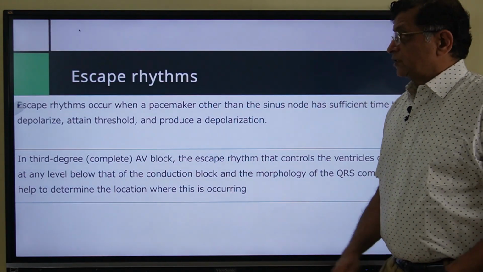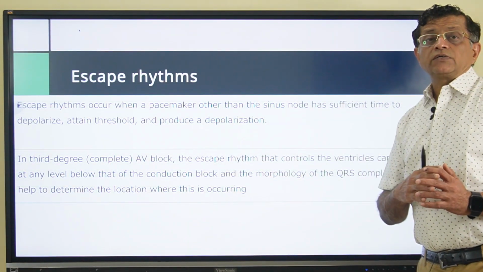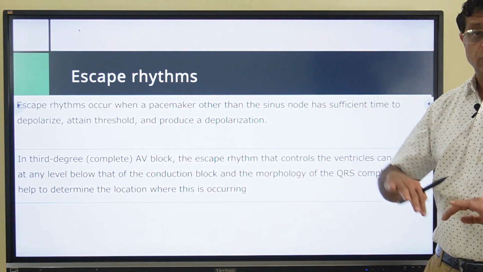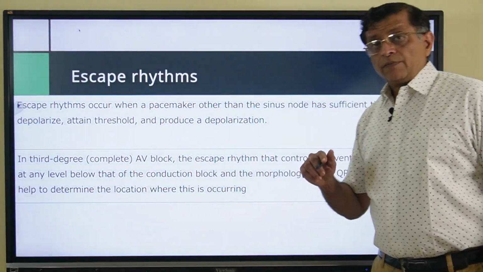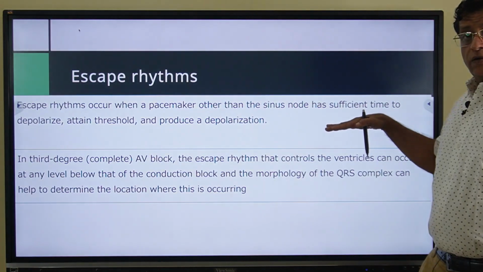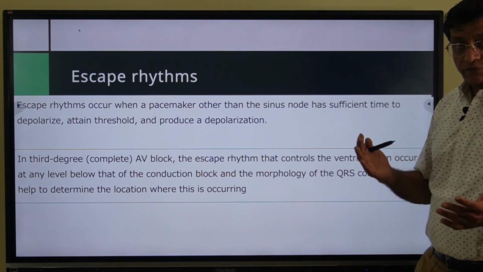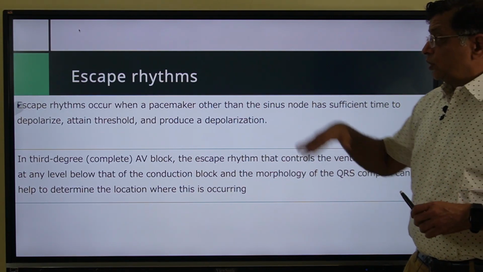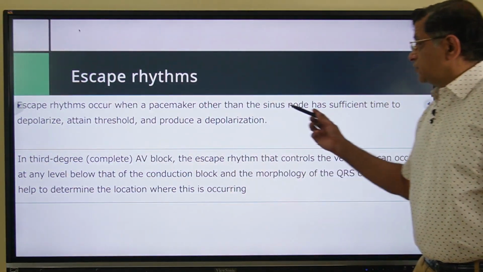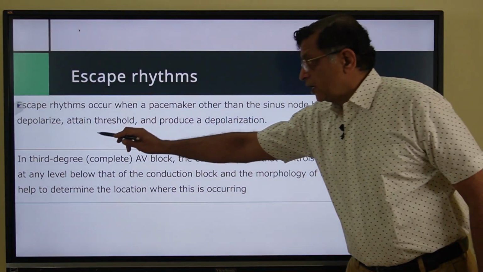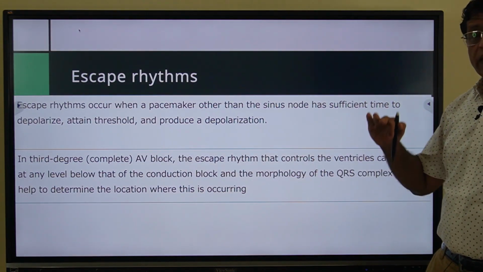What is an escape rhythm? Escape rhythms occur when a pacemaker other than the sinus node takes over. Normally the fastest pacemaker is the sinus node, that is why the sinus node takes control. But if the impulse from the sinus node, that is the atrial impulse, is not reaching the ventricle, the other pacemaker, every conducting tissue cell has a property of automaticity. We have already discussed this in our previous lectures. So the lower cells will take over. When a pacemaker other than the sinus node has sufficient time to depolarize, attain threshold and produce depolarization, then it produces what is called an escape rhythm.